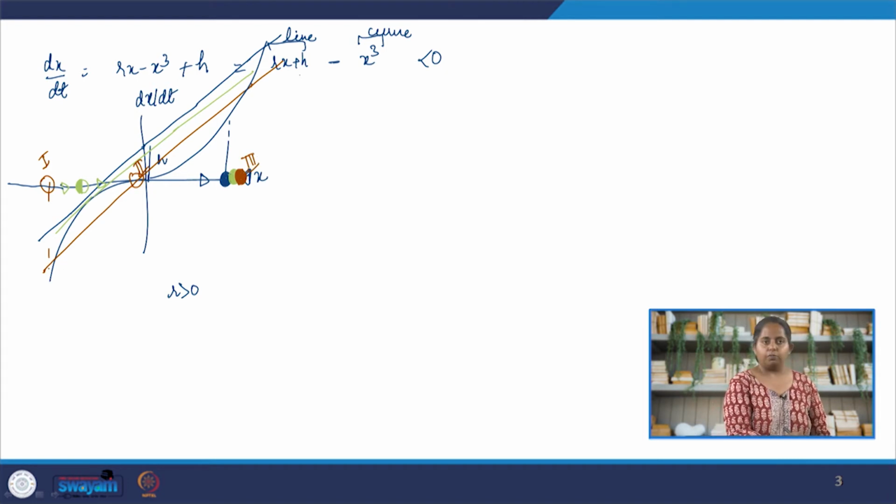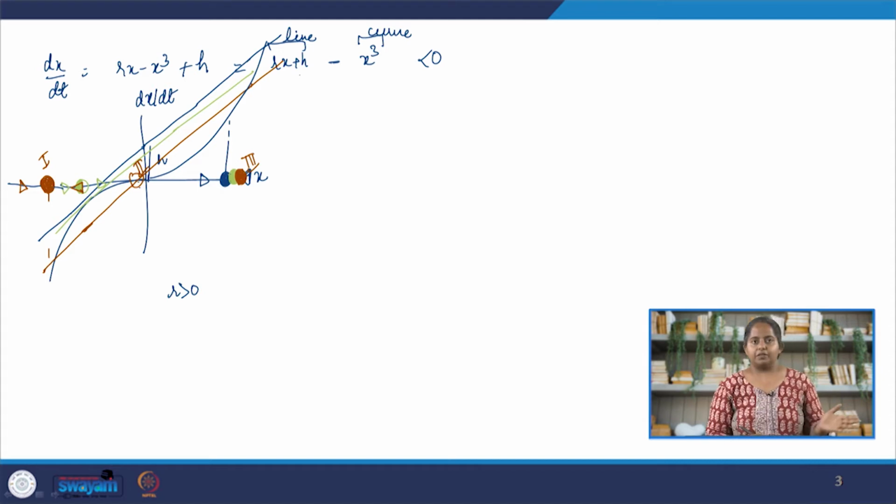Now the first fixed point: on the left side, the line is above the curve, so dx by dt is going to be positive, the flow is going to be towards the right side. On the right side of the first fixed point, the line is below the curve, the dark orange line is below the blue curve, which means that dx by dt is going to be negative, the flow is going to be towards minus infinity in this direction. So we know that the first fixed point here is a stable fixed point, and to denote that, just color it in.